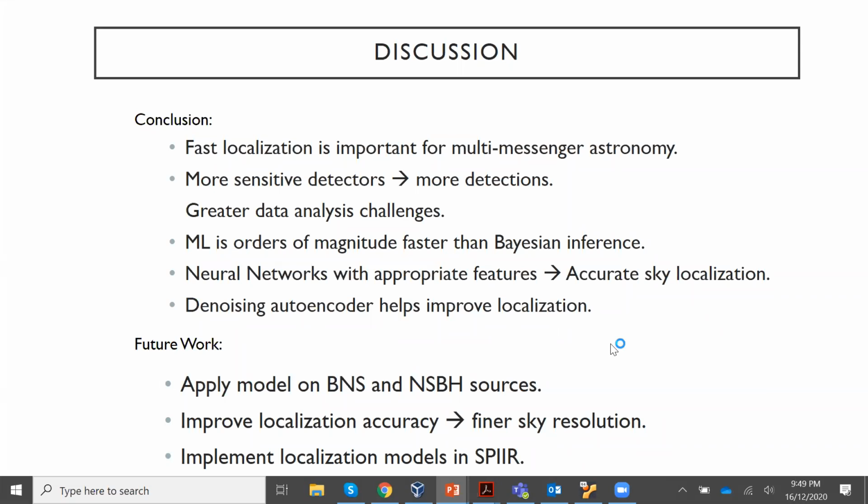In future, my plan is to apply these models on binary neutron stars and neutron star black hole sources, because they are the more interesting ones, as we have a chance of detecting electromagnetic counterparts from these sources. And also, we want to improve the localization accuracy further, maybe have finer sky resolution, more number of pixels. That would really help. Also, our long-term plan is to implement these localization models in SPIIR. So this would be the first pipeline employing any machine learning model in an online search. So that is the future aim. So thank you.